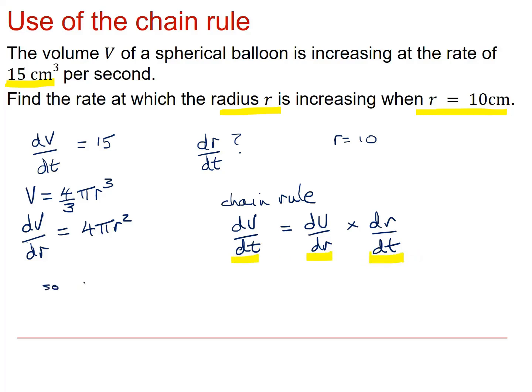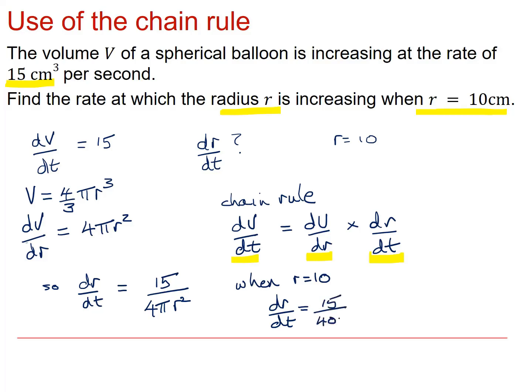So, dr by dt is equal to dV by dt, that's 15, divided by dV by dr, that's 4 pi r squared. And so when r equals 10, dr by dt is going to be 15 over 400 pi, which is 0.012 centimeters per second.